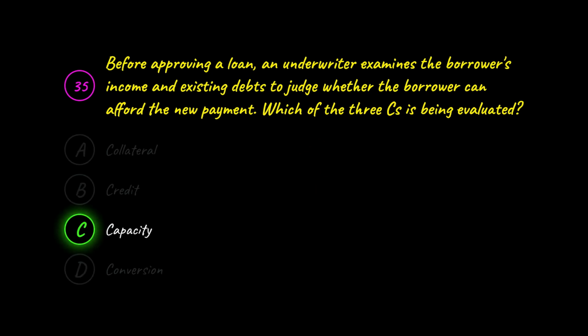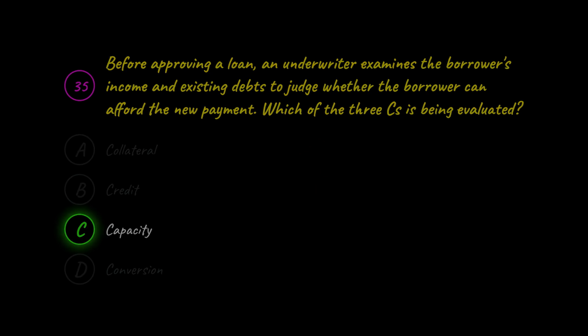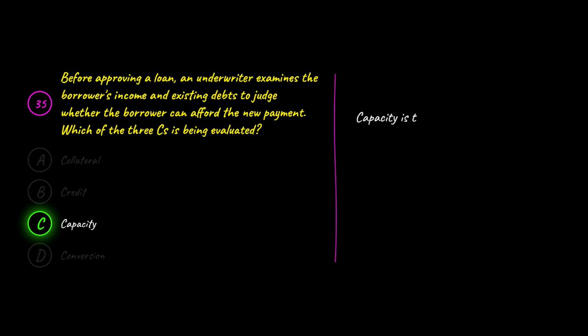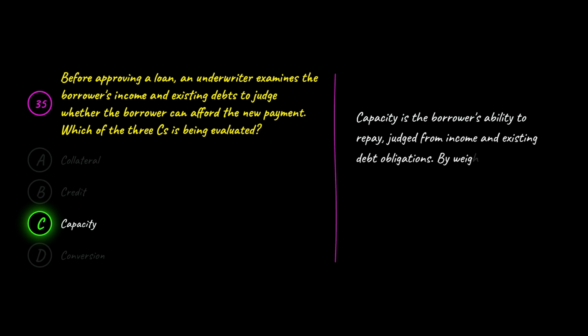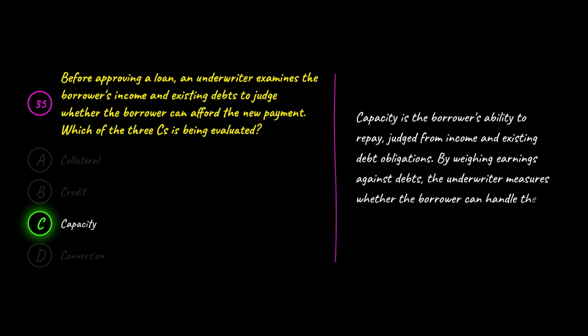The correct answer is C. Capacity. C is correct because capacity is the borrower's ability to repay, judged from income and existing debt obligations. By weighing earnings against debts, the underwriter measures whether the borrower can handle the new monthly payment.